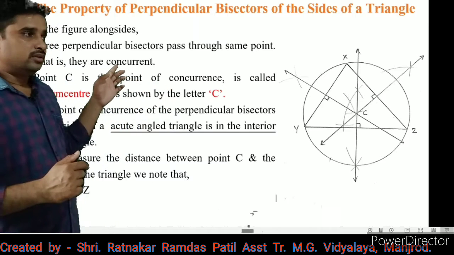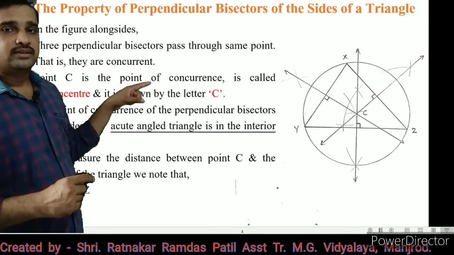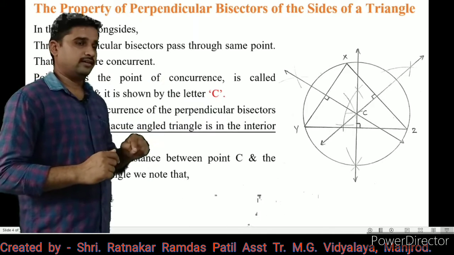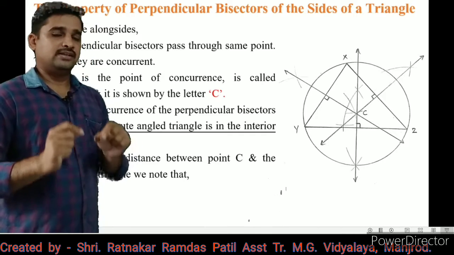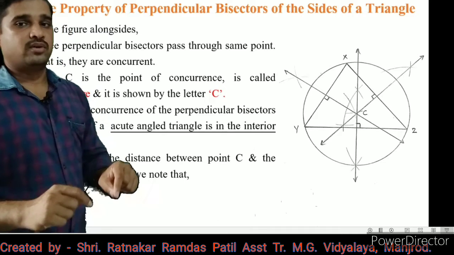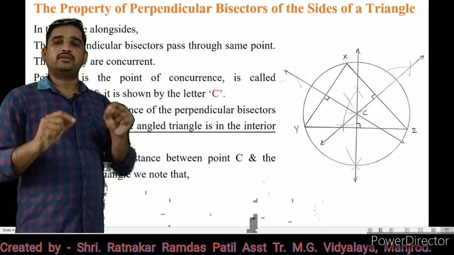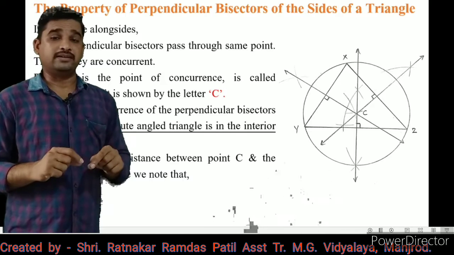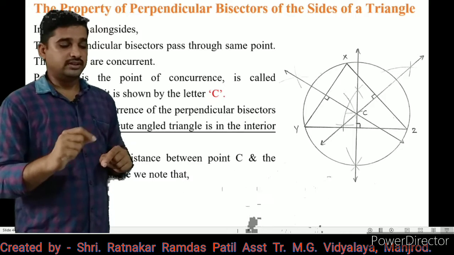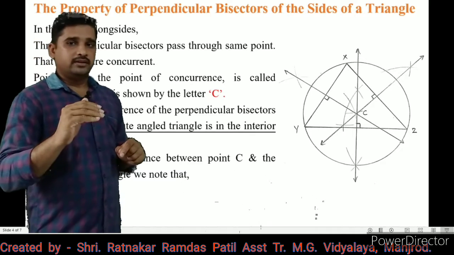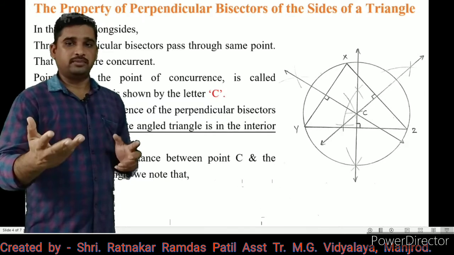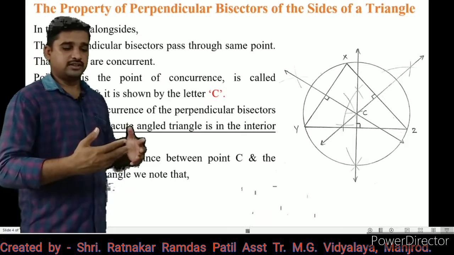So the perpendicular bisectors are concurrent, and their point of concurrence is in the interior of the triangle, because this triangle is an acute angle triangle, and the point of concurrence of the perpendicular bisectors of the sides of an acute angle triangle is in the interior of the triangle. If the triangle is obtuse or right angle, what happens? We see after this point.